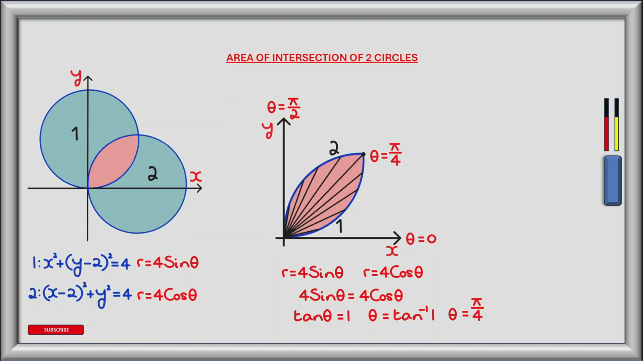Dividing both sides of the equation by 4 and using the trig identity where the sine of theta divided by the cosine of theta is equal to the tan of theta, we're left with tan theta is equal to 1, and therefore theta is equal to tan to the minus 1 of 1. So in this case, theta is equal to pi by 4 radians.